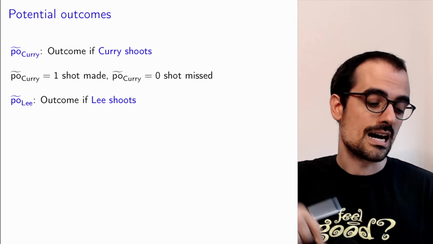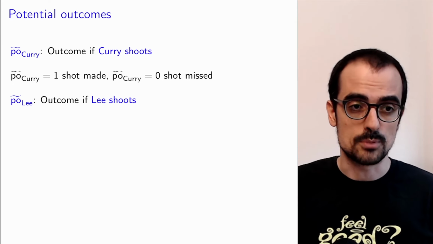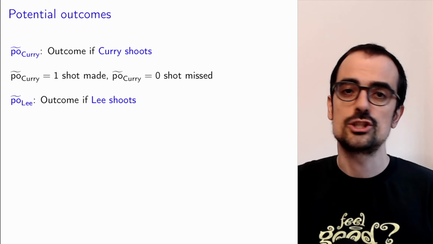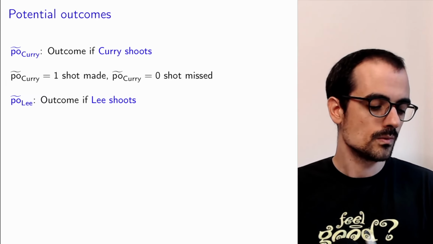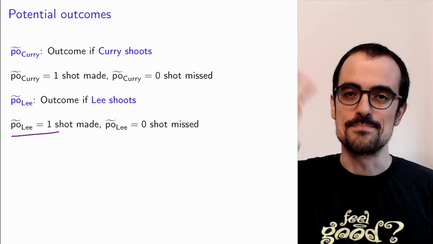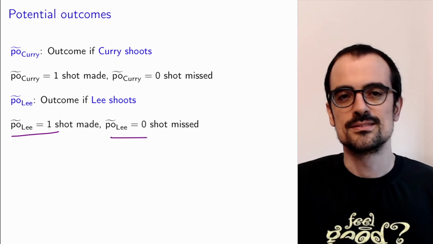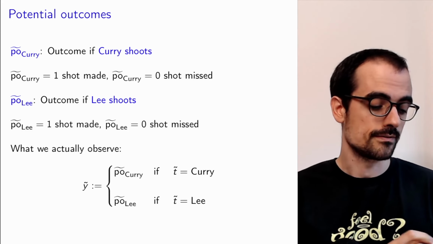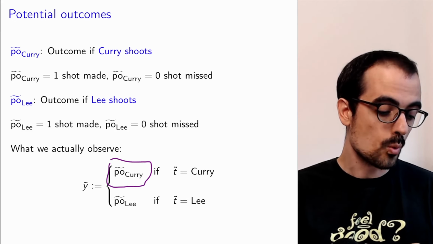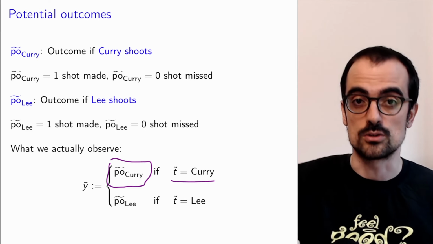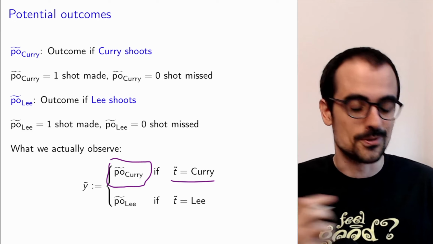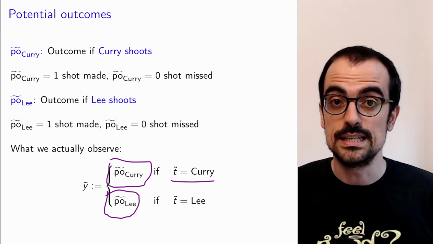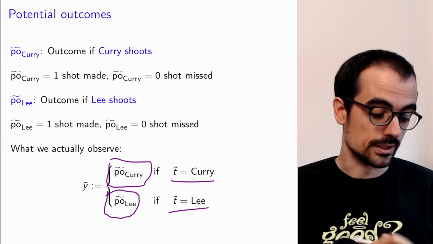Similarly, we're going to have another random variable, which is a potential outcome associated to Lee that represents this hypothetical scenario where Lee is shooting every possible shot. If it's equal to 1, Lee makes the hypothetical shot. If it's equal to 0, he misses it. All right. What do we actually observe? We observe the potential outcome associated to Curry when Curry shoots, because there we see if he makes it or not, but not for the other shots. Similarly, we observe the potential outcome associated to Lee if Lee shoots. If he doesn't, then we're not going to see it.